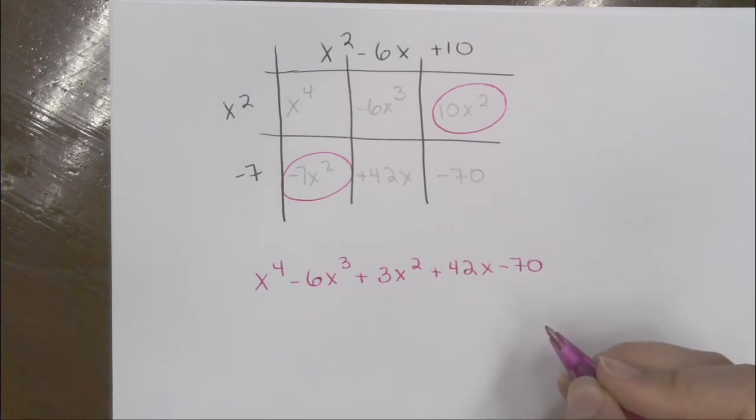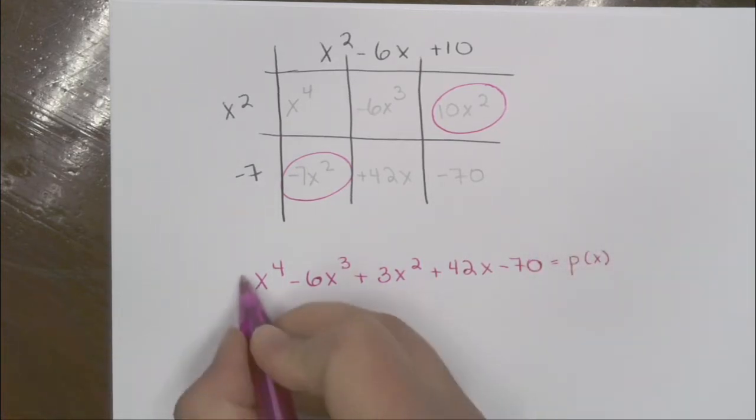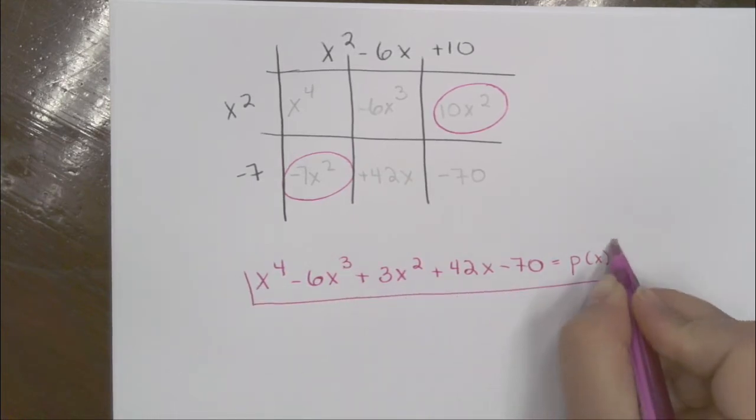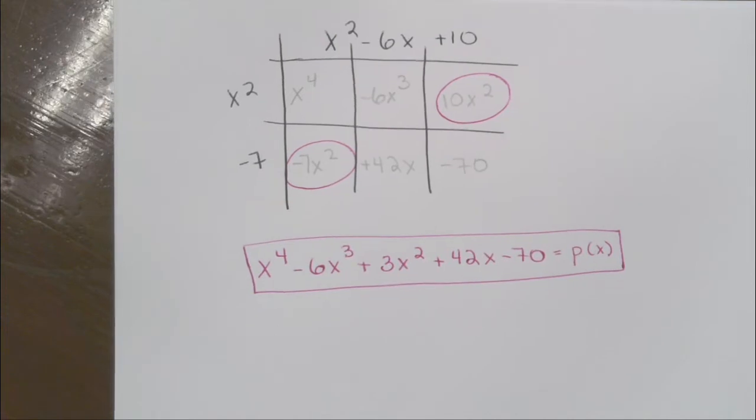Now the original question, let me look back, did not have an equal sign. It is, however, asking for a polynomial function, so you have to make that equal to p of x, f of x, 0, something, because it's asking for an equation. So this right here would be your answer for question number 3 on the extra credit.